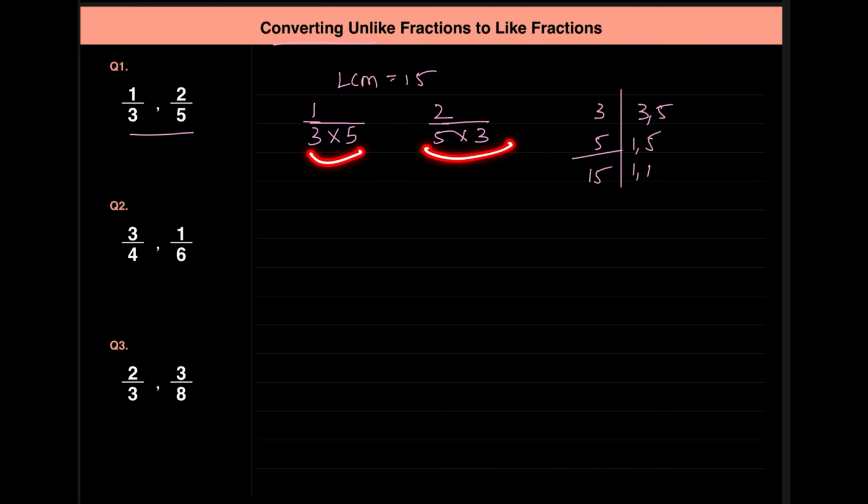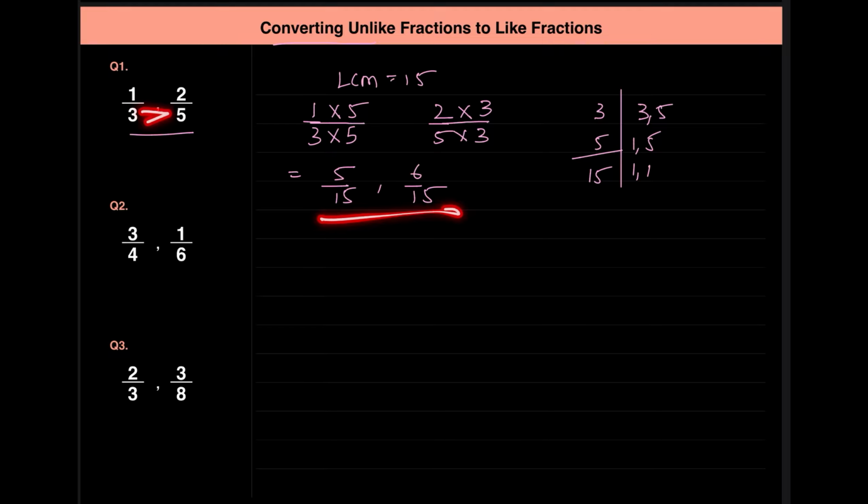Put the LCM in the place of the denominators. Now, whatever we multiply to the denominator, the same thing we have to multiply to the numerator. Into 5, into 5; this was into 3, into 3. So now we have 5 upon 15 and 6 upon 15. The denominators are the same. That is how we have converted these unlike fractions to like fractions.